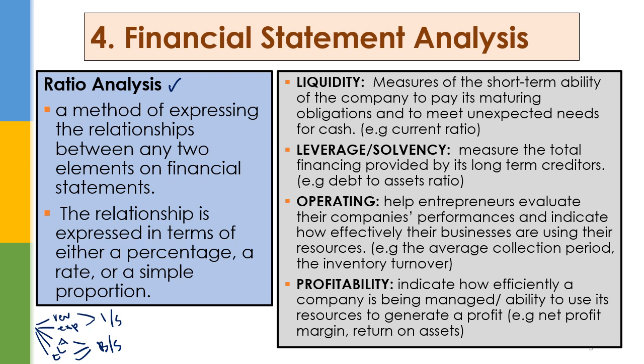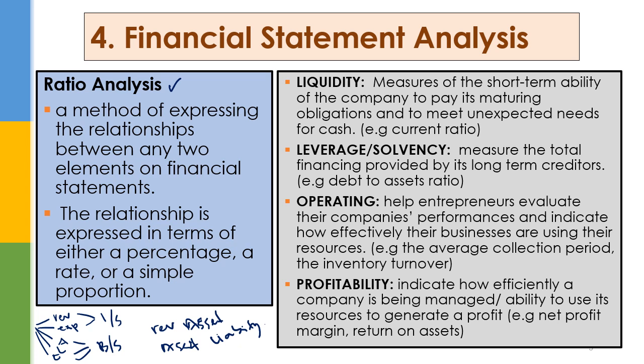So the relationship is expressed in terms of either a percentage, a rate, or a simple proportion. It can be like whether we want to do analysis between the revenue and assets, for example, or between the assets and the liability. So let's look at the types of ratio analysis. We have 4 here. The first one is liquidity.